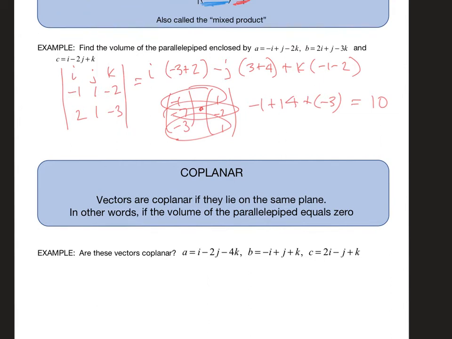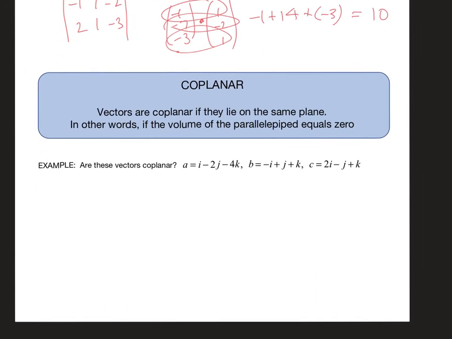Okay, now here's another kind of cool thing. There's a way to tell if vectors are coplanar, meaning that they lie on the same plane. And the way to do that is if you have a volume of a parallelepiped that equals 0, all right, which means all three of those vectors lie on the same plane. It doesn't make a three-dimensional object. It just makes three different vectors all lying on the same plane.